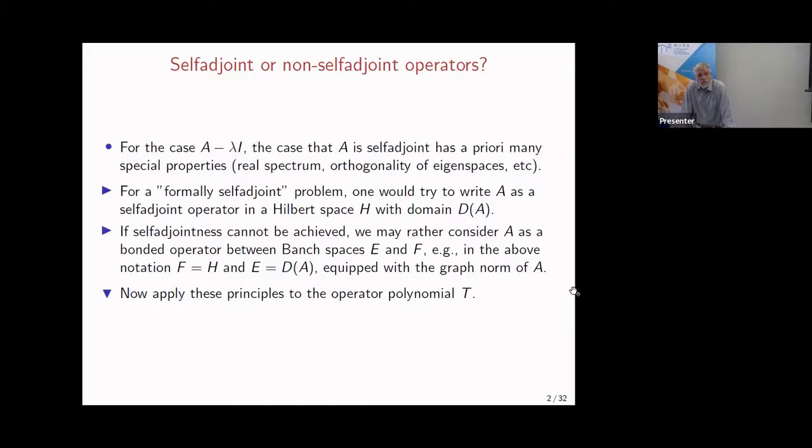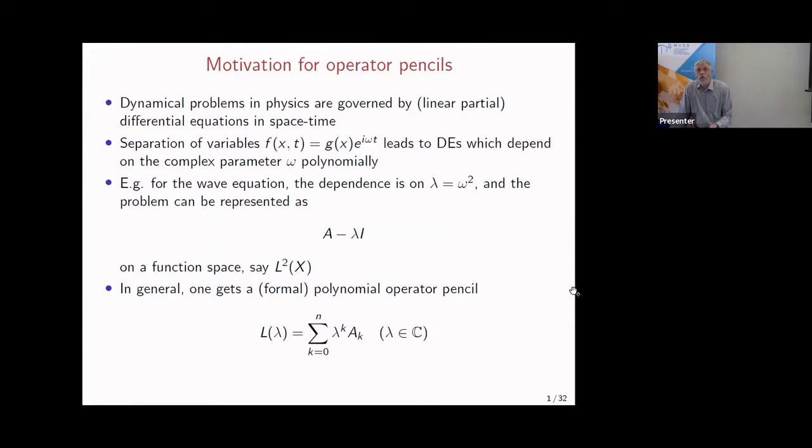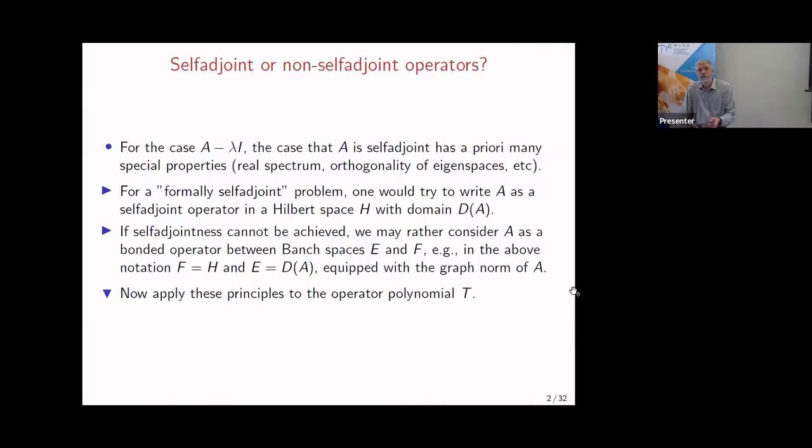And now, what happens when we have not just A minus lambda identity, but, as on the previous slide, that operator pencil? Operators depending polynomially on lambda are also called operator pencils, which is where the name comes from. We can then write the self-adjoint operator in the Hilbert space for A minus lambda identity.